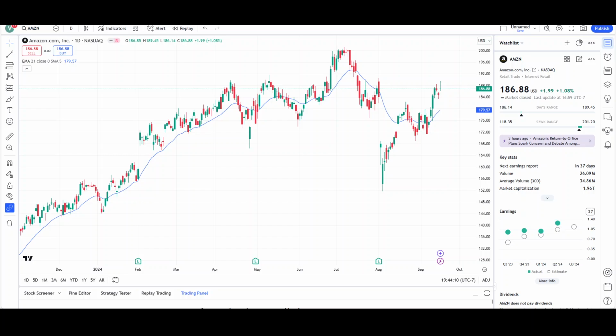What's up, traders? This is Vee Trades, and today I will be doing a technical analysis breakdown for Amazon.com with the ticker symbol AMZN. I will first be going over what I see on the daily chart and finish the video off with the weekly chart.